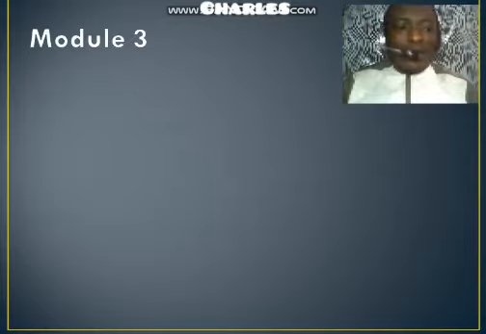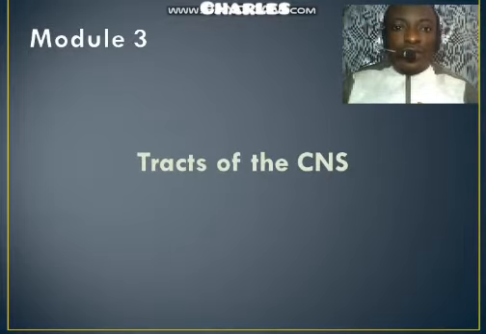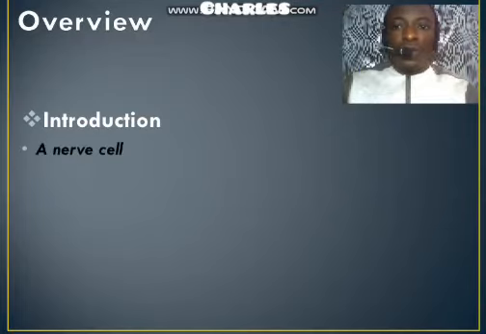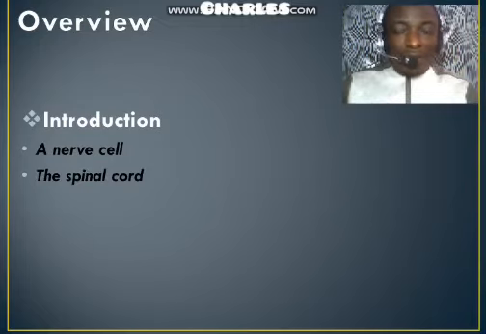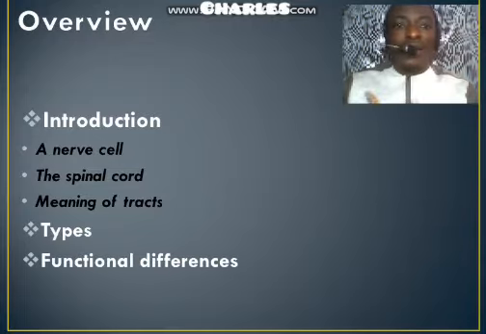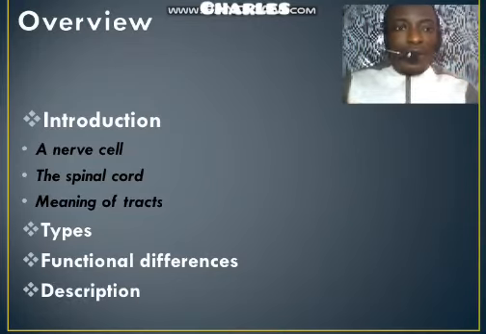Alright, in today's module we'll be looking at the tracts of the central nervous system. We shall do this under the following headings. First, introduction. Under introduction, we want to look at a nerve cell, what it is, the spinal cord, meaning of tracts, and then we'll proceed to look at the various types of tracts within the CNS, their functional differences or comparisons, and then we'll wrap it up by describing each of the parts or pathways of the central nervous system.